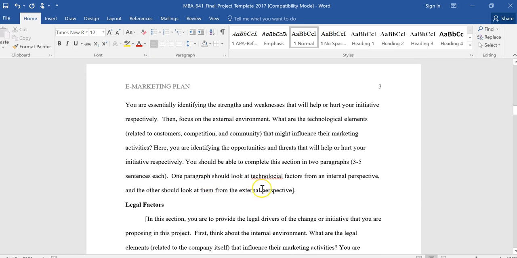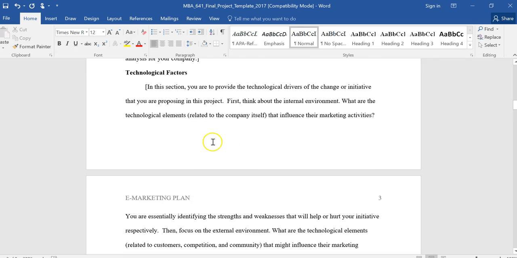Now remember, keep it simple. You should be able to do this in 2 paragraphs of 3 to 5 sentences each. So this should be 6 to 10 sentences at the most, okay? If you find that you're getting much beyond that, you're getting too much. So again, separate these things.